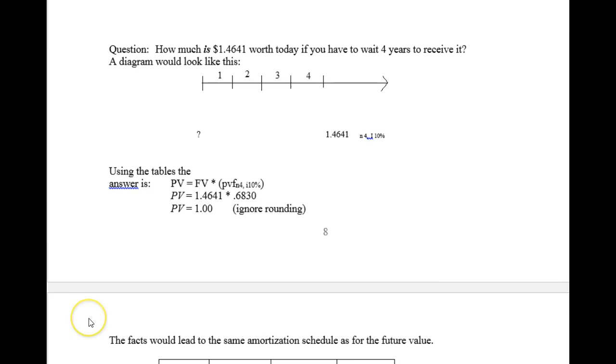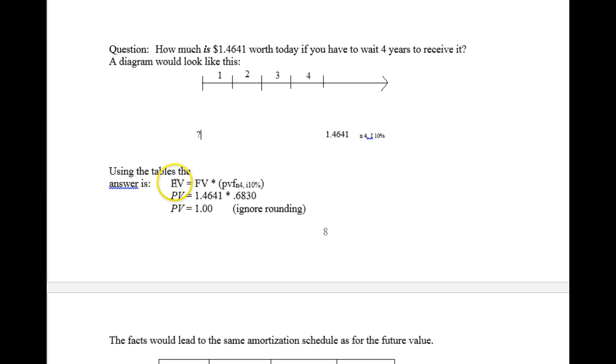So, let's ask a simple question. How much is $1.46 worth today if you have to wait 4 years to receive it? Notice I put the question mark here, signaling to me I'm looking for a present value, not a future value. It was a future value, it was over here. Now I'm looking for the present value.